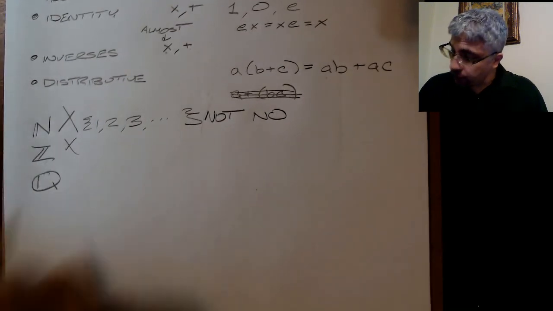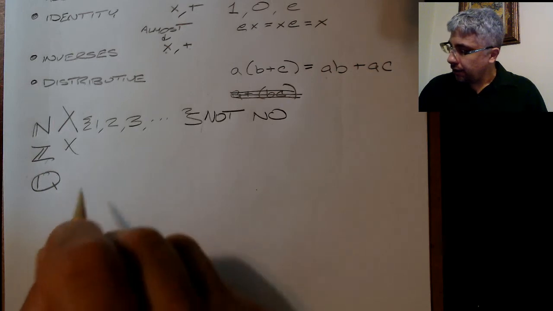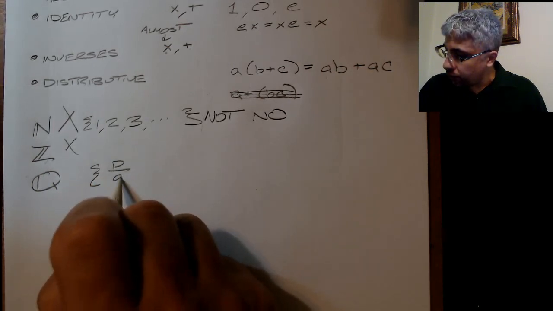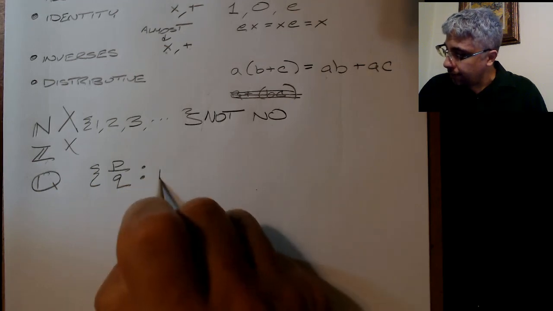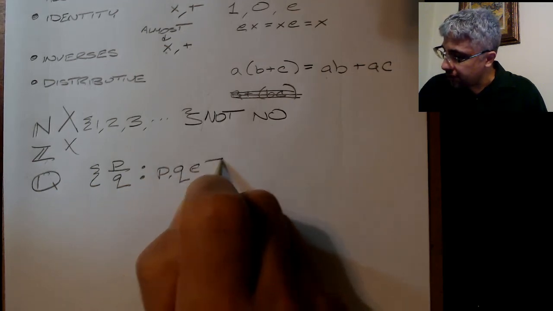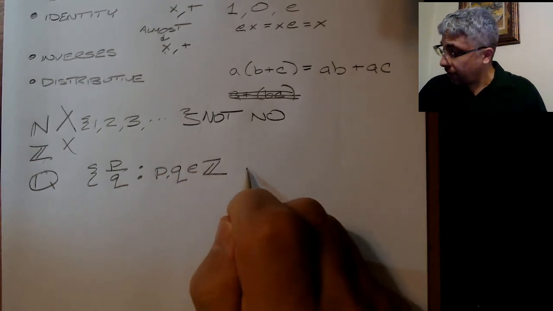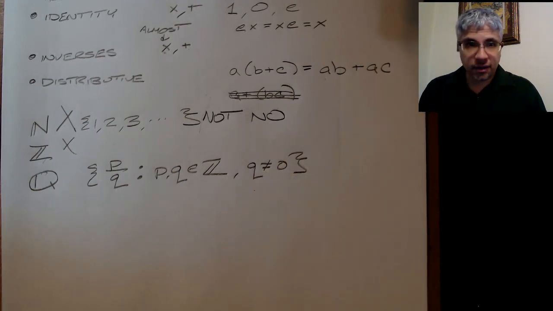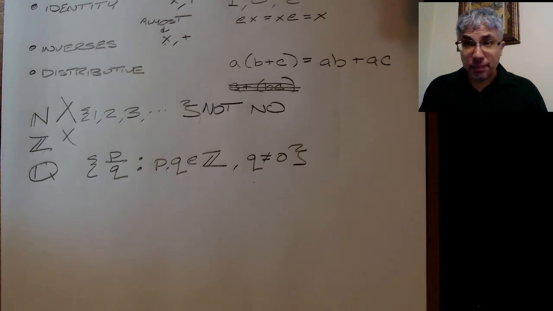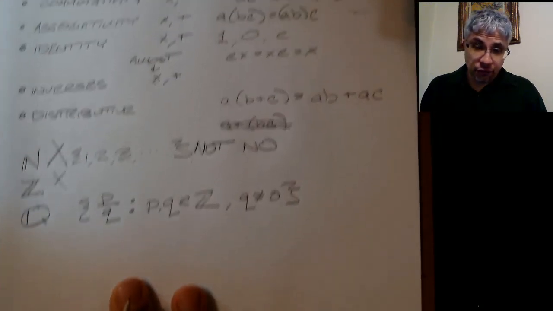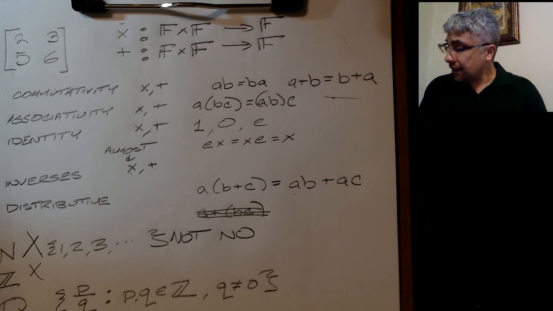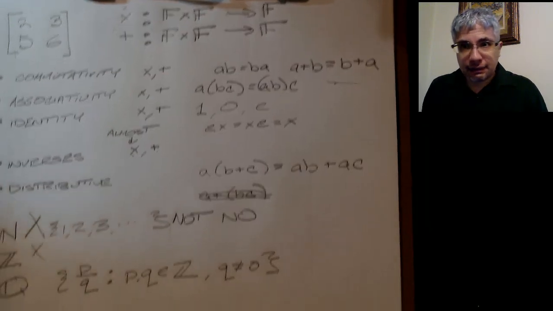Well, we have the rationals, or the quotients, right? And this is the set of all P over Q, so that P and Q are integers. And of course, we require one more thing, and Q is not 0. So basically fractions. And if we start with fractions, this is closed. I can add and multiply all I want. I'm going to stay inside the fractions. And I'm not going to accidentally slip out.